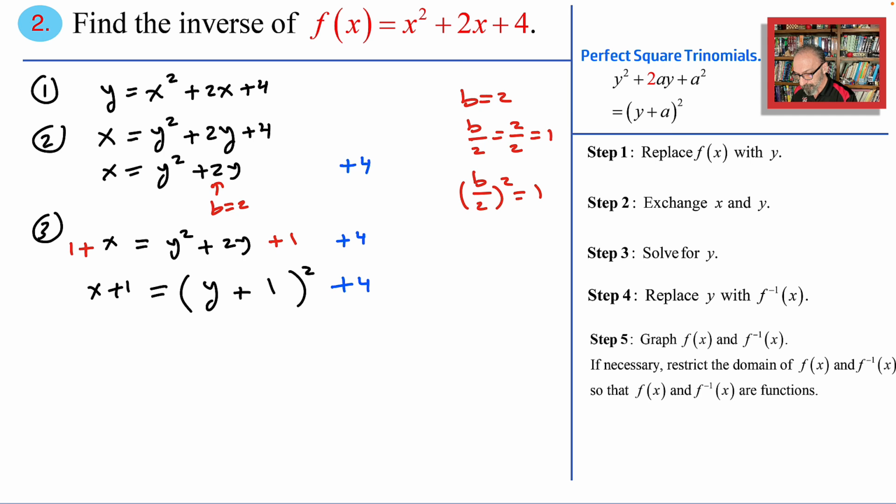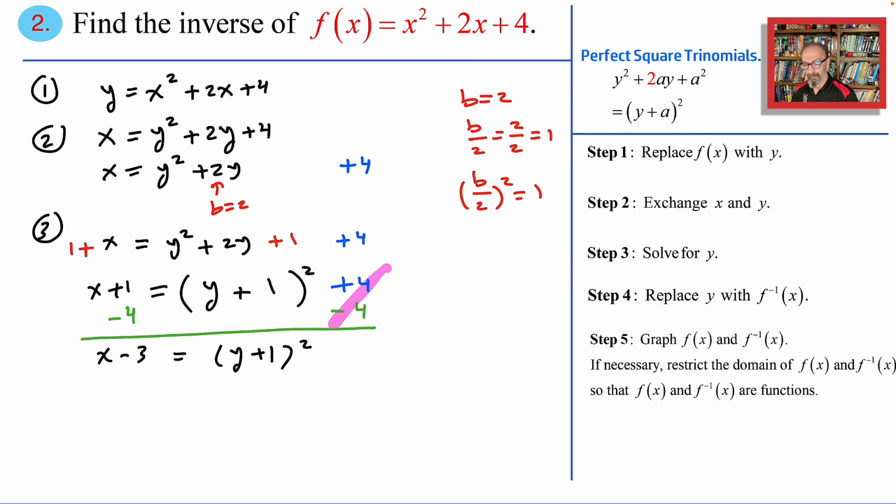Now, subtract 4 from both sides, because we're solving for y. Subtract 4. On the left side, it's x minus 3. On the right side, it's y plus 1 to the second, because the 4 cancels. Let's rewrite it the other way around, because the focus is on y. Y plus 1 to the second equals x minus 3.